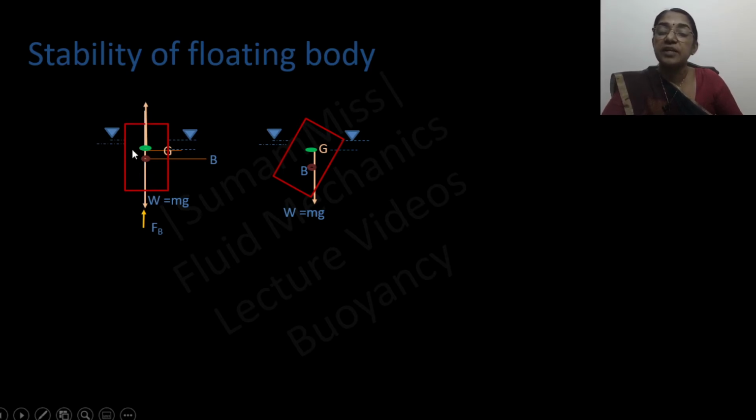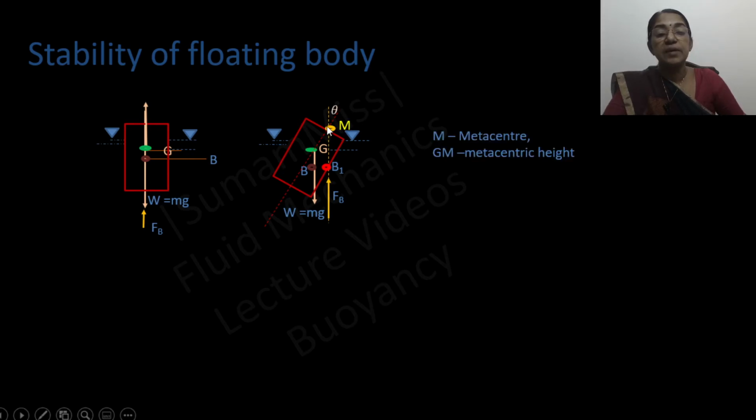If you give a small tilt to this body, there is no change to the weight of the floating body. It is still acting through the center of gravity, but due to the alteration in the shape of the displaced volume, the center of buoyancy, which is the centroid of the displaced volume, changes from B to B1. So the buoyant force is now acting through B1. If you draw a vertical through B1, it will cut the axis joining the center of gravity and the old center of buoyancy at a point M, that is called the metacenter. M is the metacenter and GM is the metacentric height.